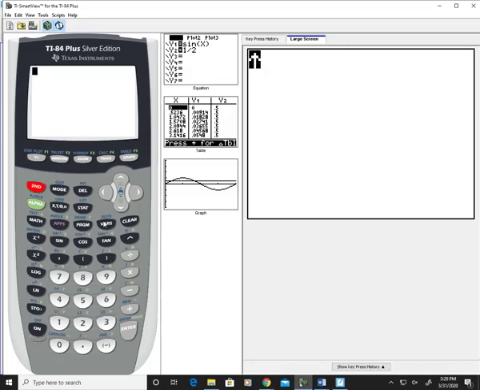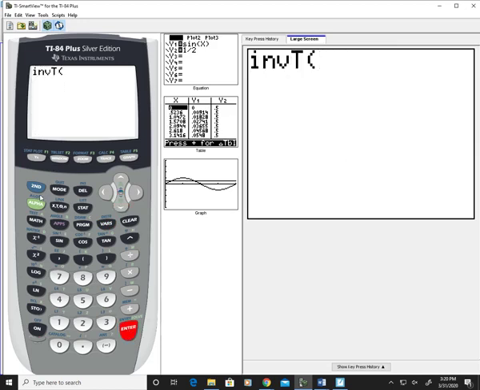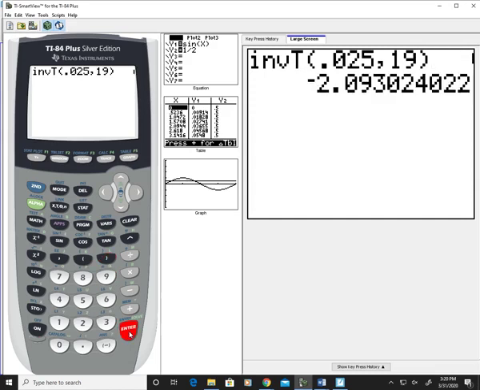Okay, second vars to get to my distribution. I have inverse t as my fourth option. I'm not sure where it is on yours. And now I have to put in the area, 0.025, comma, and yours is going to walk you through it by saying area to the left, and what's your degrees of freedom. Mine, I have to enter it in order. And I got a 2.093. So I'm going to write that down.